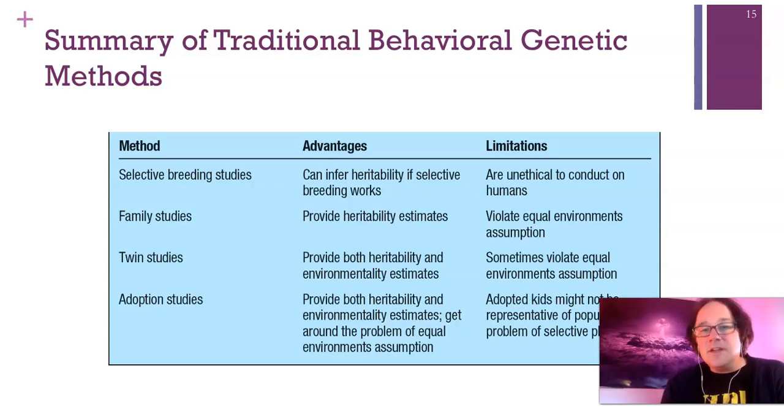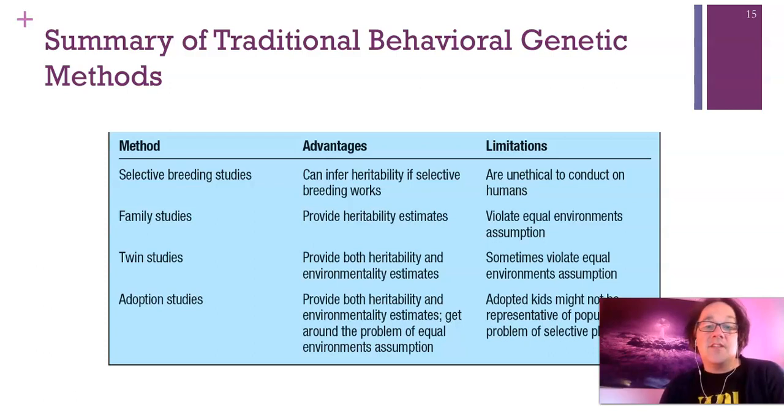The method of family studies, advantage is that it provides heritability estimates, right? The limitation is that it violates the equal environments assumption. Twin studies provide both heritability and environmentality estimates. Limitation, it sometimes violates the equal environments assumption.